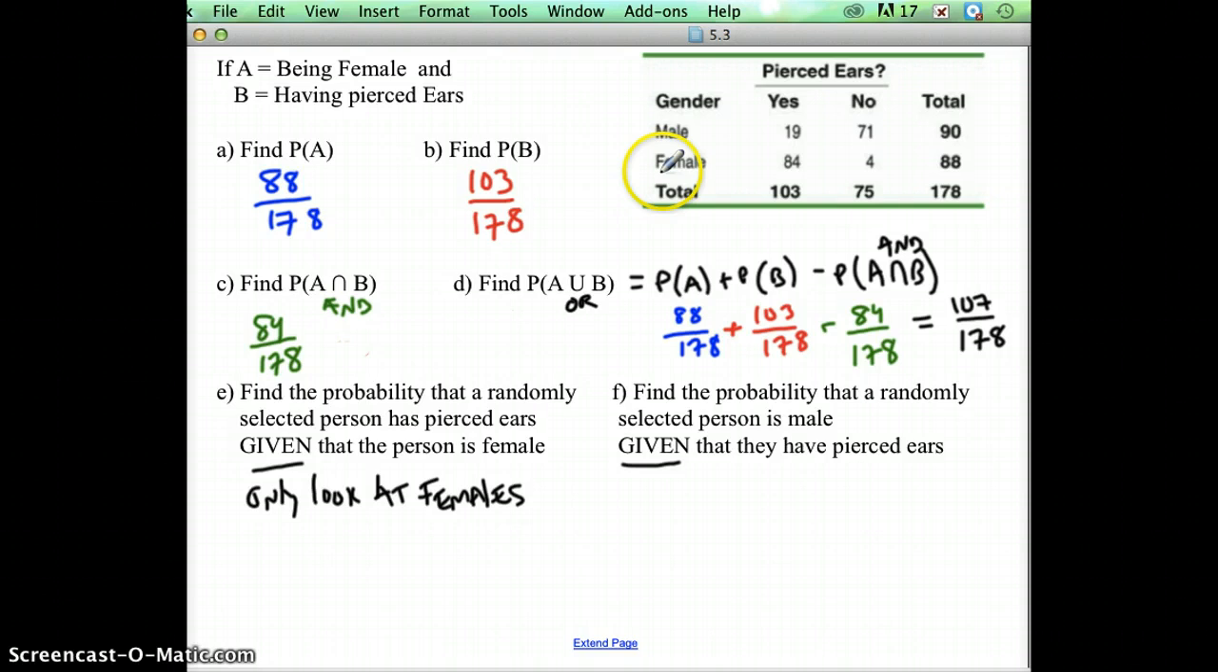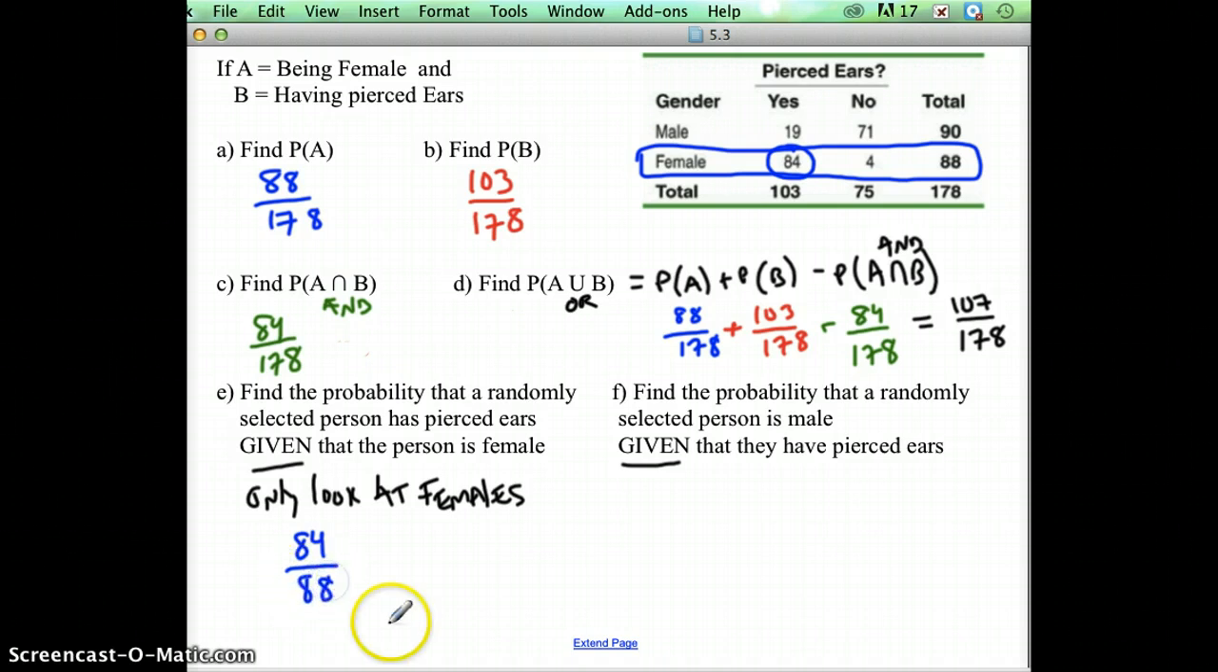Okay, so let's only focus on being female. Out of the females only, what's the probability that a person has pierced ears? Well, 84 females have pierced ears. So 84 out of the 88 females. It's different now because we're only focusing on females.